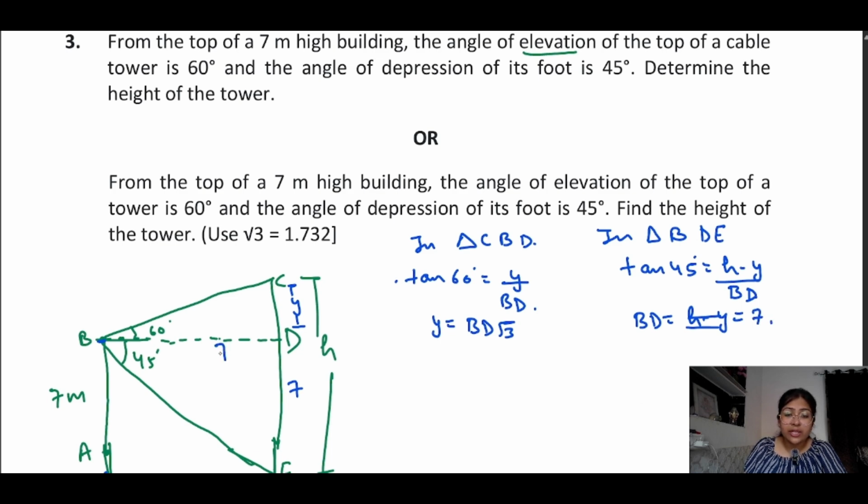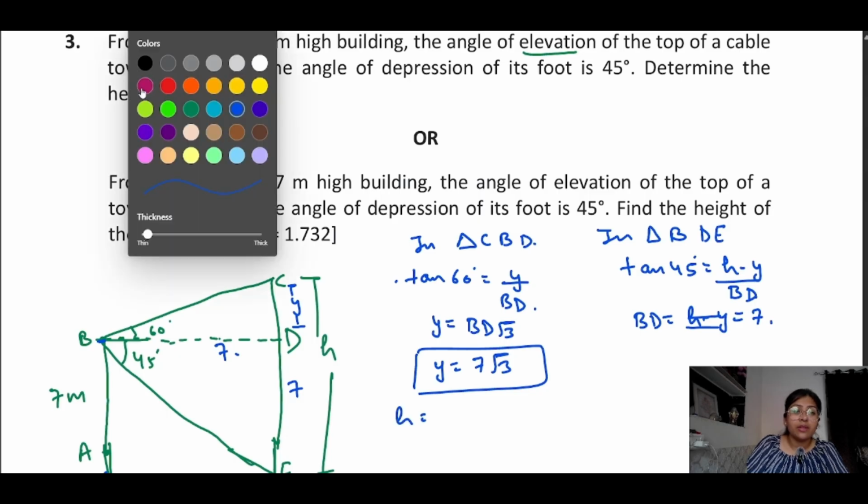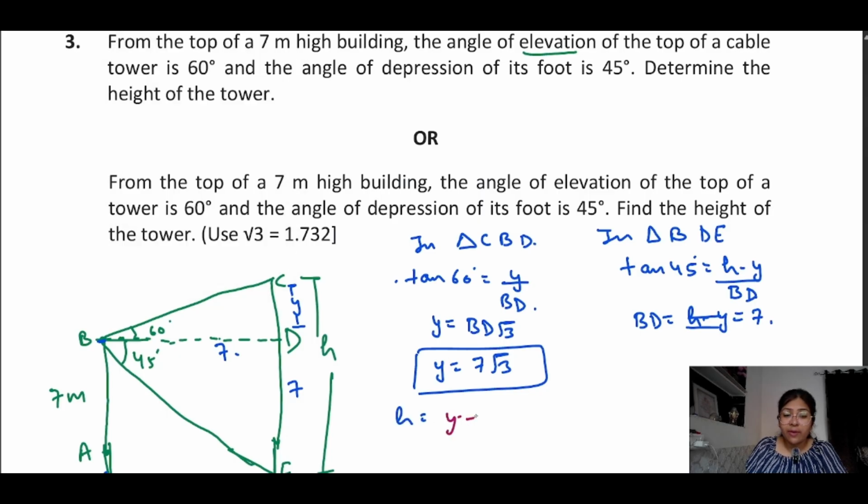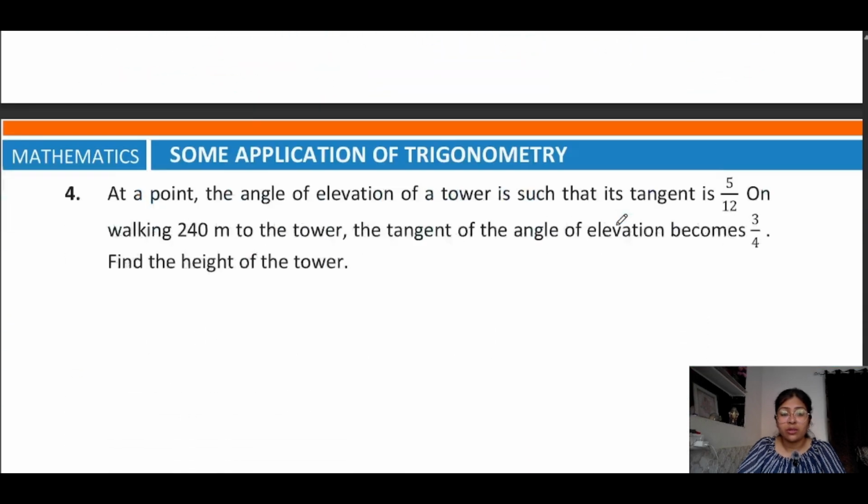Yes, so BD length is 7. So the value of y will be 7 root 3. So the total height will be 5 plus 7 root 3 plus 7. Take 7 common, inside the bracket you will have root 3 plus 1 meter. This is the height of the tower. Okay, learners, now we are moving forward to the next question.